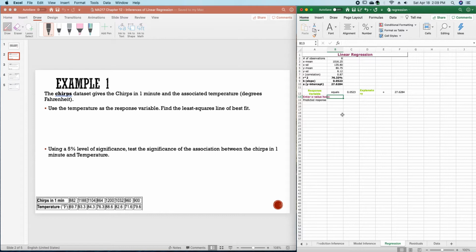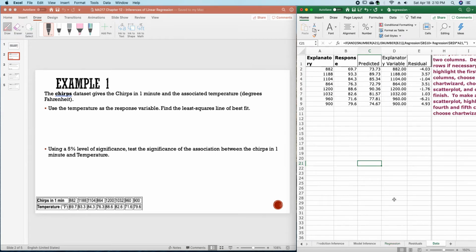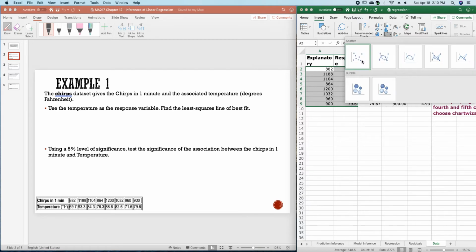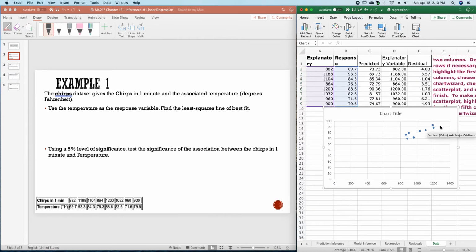But the line of best fit we can obtain from this regression tab on the bottom. We have our slope of 0.0523 and the y-intercept of 27.6284. We have an r-squared value, coefficient of determination, of about 76.33. If I were to graph these, the scatter plot would look like a straight line, but as you can see, it has some variation, so it's not fitting that well, but it follows the overall trend at the very least.